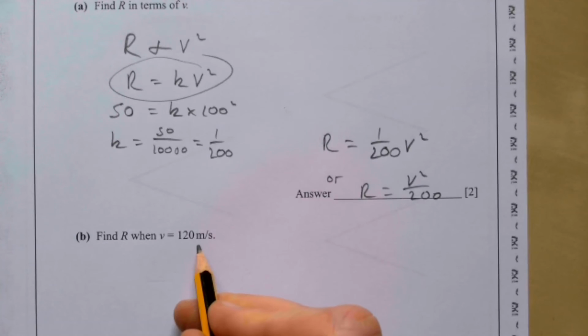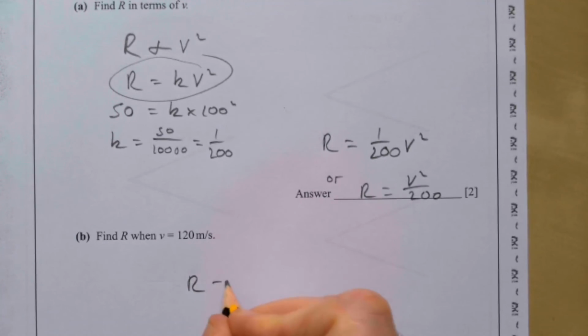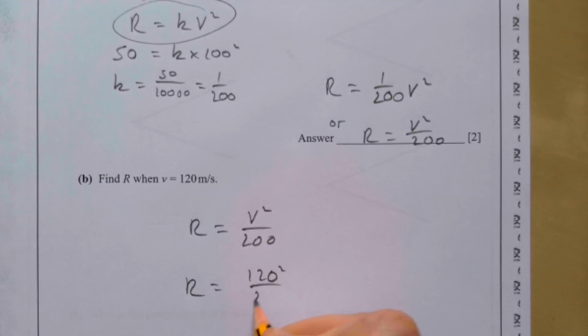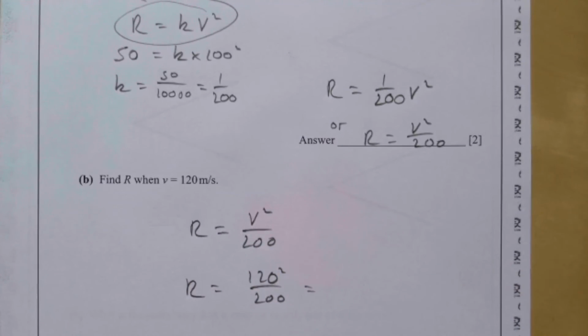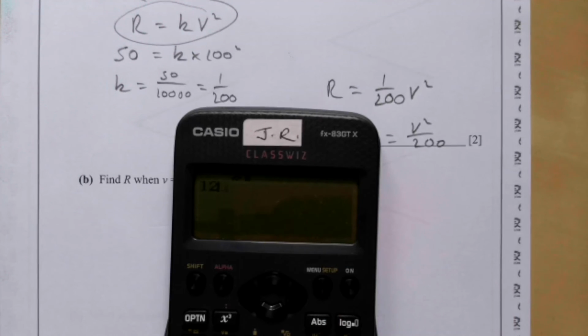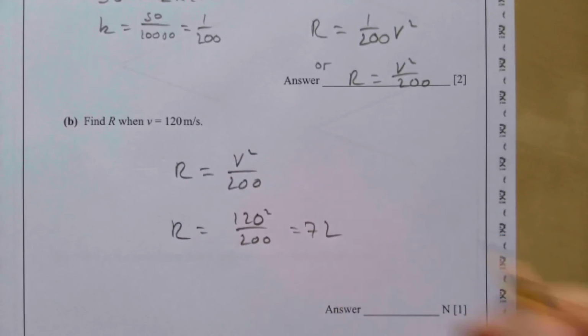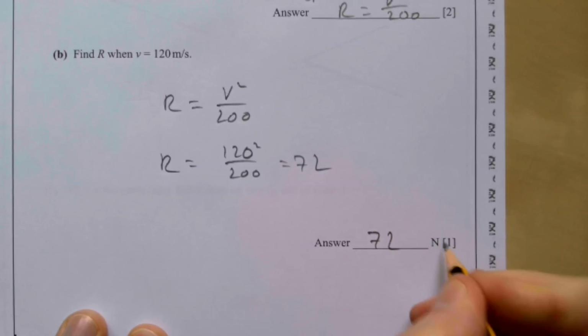Find R when V is 120. So R equals V squared over 200. R equals 120 squared over 200. 120 squared, and then divide that by 200. That is going to give me 72. And that's in newtons, just given there.